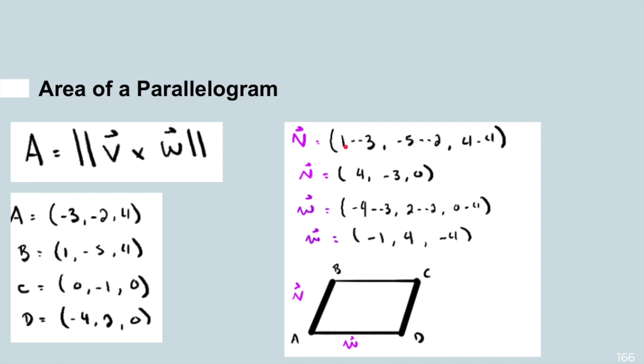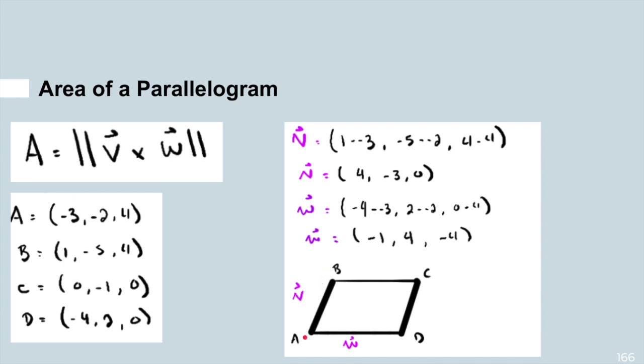To do that, I take 1 minus minus 3, because here B is 1, A is minus 3, so 1 minus minus 3 is equal to 4. Minus 5 minus negative 2, taking my y's, is equal to negative 3. And then 4 minus 4 is equal to 0. And this is my vector v, so from A to B.